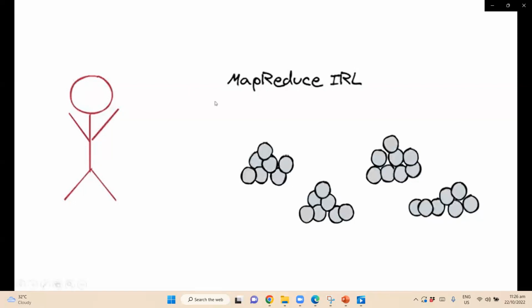The equivalent would be, let's say you've got a bunch of different piles of rocks. These would represent servers with data on them. The obvious way to do it, which is what MapReduce does, is that you would go to each of these, count the rocks, and then add them together.